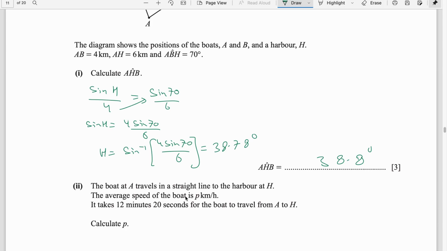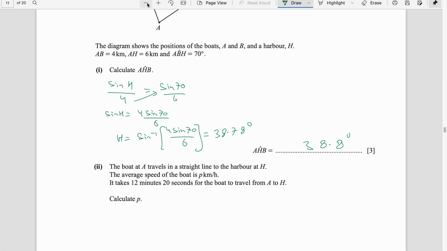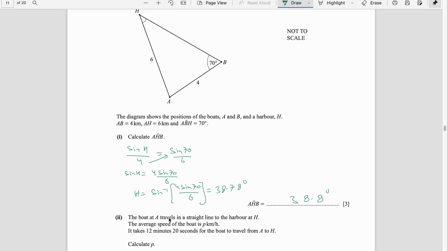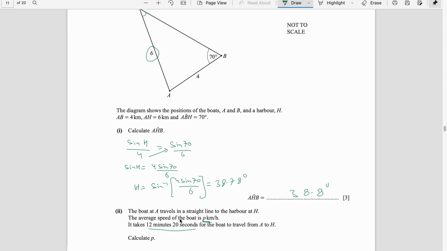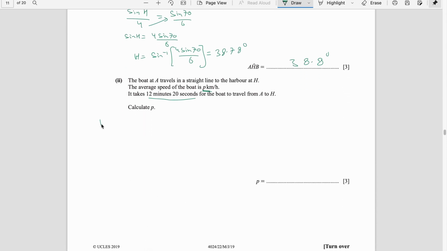The boat at A travels in a straight line to harbor H. The average speed of the boat is p kilometers per hour. It takes 12 minutes and 20 seconds for the boat to travel from A to H. So we have the time and we have the distance, so we can calculate the speed. Distance is equal to speed times time. Distance is 6 kilometers. Speed is unknown.